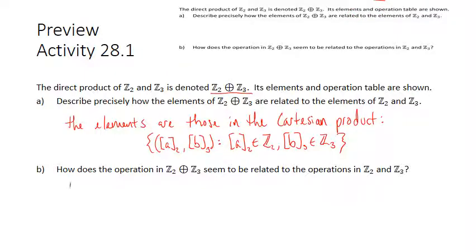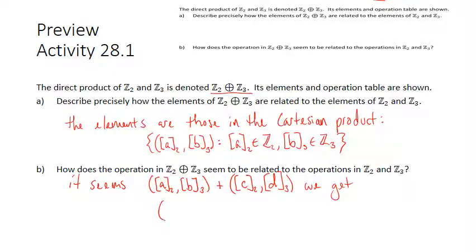So it seems like when we add, let's say, A sub 2 and B sub 3, and then we do plus, since the operation here I guess is addition, C sub 2 and D sub 3, we get that we just add the elements in the first group like this, and then we just add the elements in the second group like this.